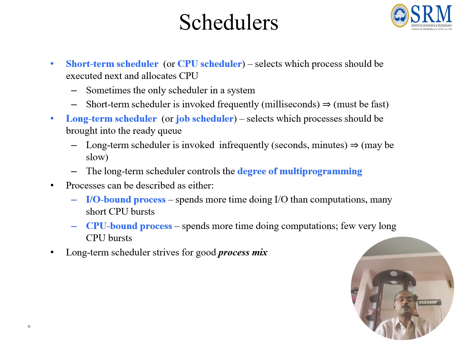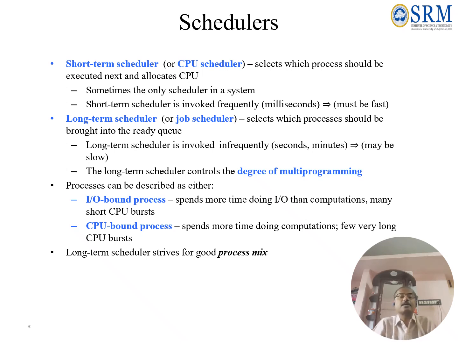Then there is a scheduler called the long-term scheduler or job scheduler. It selects which process should be brought into the ready queue. All the processes will be in the job queue, and the job scheduler's work is to decide which processes have to come to the ready queue for execution. The long-term scheduler is invoked infrequently. It will take some amount of time, for example seconds or minutes. The long-term scheduler controls the degree of multiprogramming.